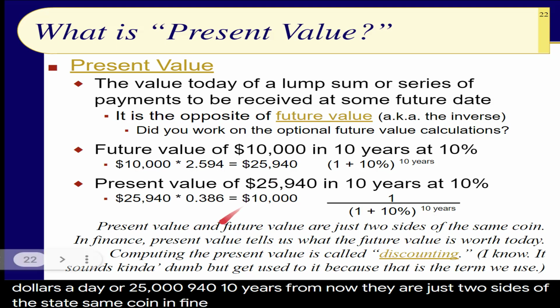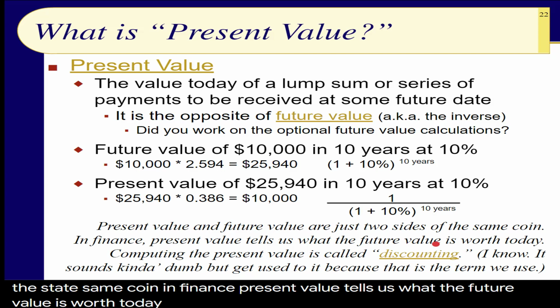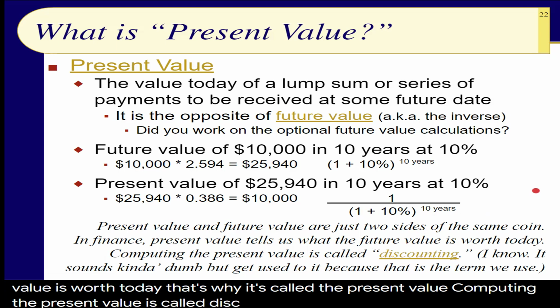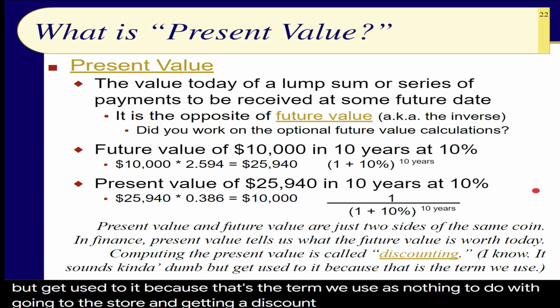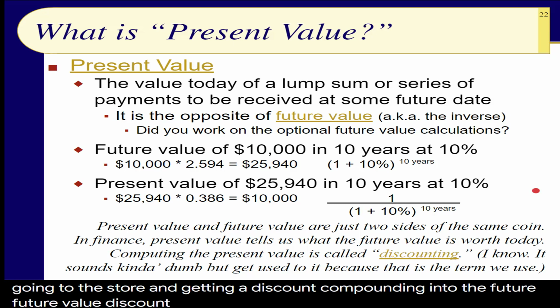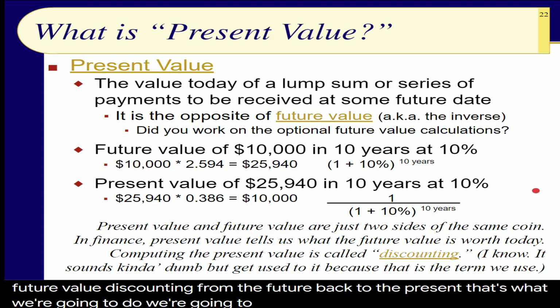In finance, present value tells us what the future value is worth today. That's why it's called the present value. Computing the present value is called discounting. I know, it sounds dumb, but get used to it because that's the term we use. It has nothing to do with going to the store and getting a discount. Compounding into the future value, discounting from the future back to the present, that's what we're going to do. We're going to calculate the present value.